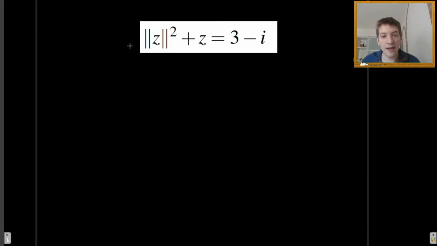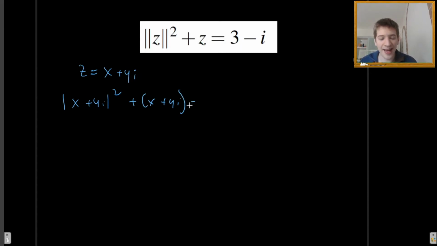So example number 1 is what we have right here. So modulus of z squared plus z is equal to 3 minus i. And we want to find the z for which this equation holds true. Okay, so what do we do? Step number 1, we say, okay, let's take z equal to, let's say, x plus yi. Okay, let's just call it like that. And now let's replace it in here. So we'll have the modulus of x plus yi squared plus x plus yi. And this has to be equal to 3 minus i.